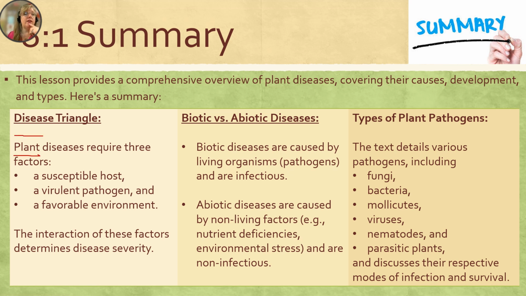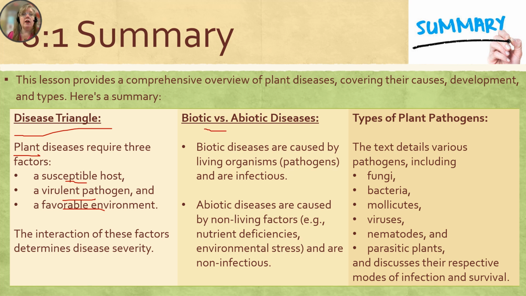We started off with the disease triangle. Try to remember that picture with the Venn diagram. It requires three factors. You have the susceptible host, the virulent, meaning strong, pathogen, and a favorable environment. So it's the interaction of these factors that determines the severity of the disease. Okay, how much overlap you have between these.